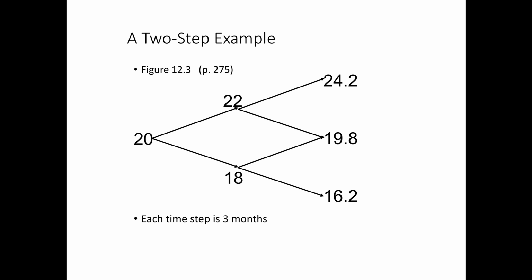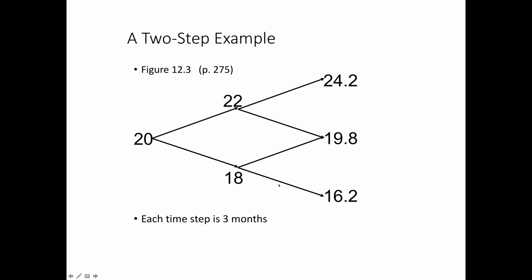The example is on figure 12.3 on page 275. First, let's calculate the map for the stock. The underlying stock currently trades at $20, increase 10%, decrease 10%. So increase 10% and another 10% for 3 months, 24.2. But if it goes up, then goes down, it goes to 19.8.